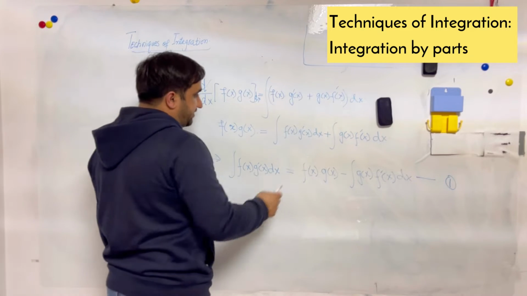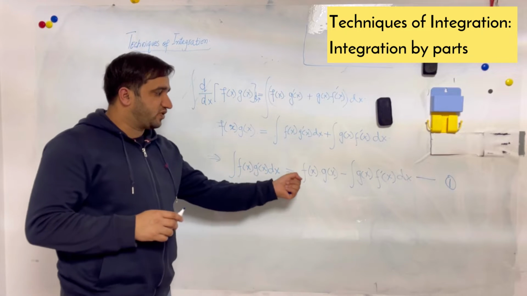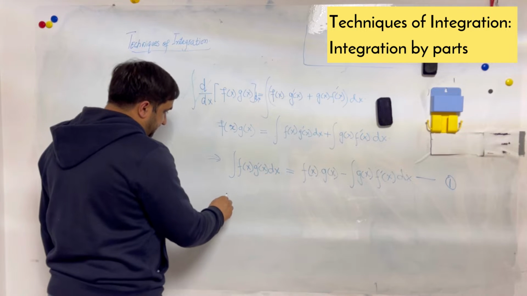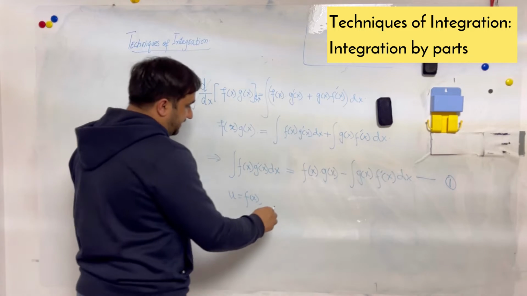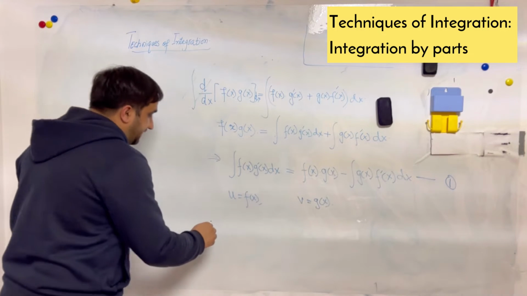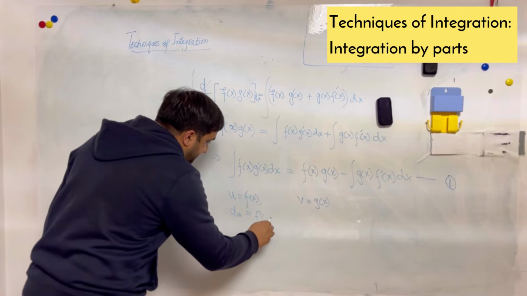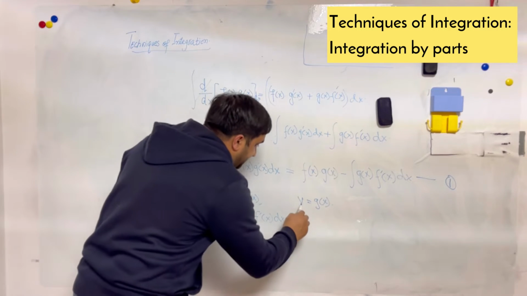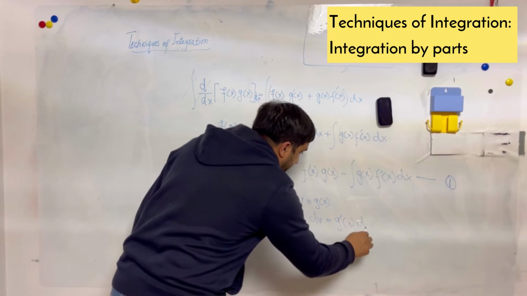In this whole equation, we have two things: one is f of x and one is g of x, and everything is working on them. So if I assume that u is equal to f of x and v is equal to g of x, then du is f dash of x dx. Similarly, dv is g dash of x dx.